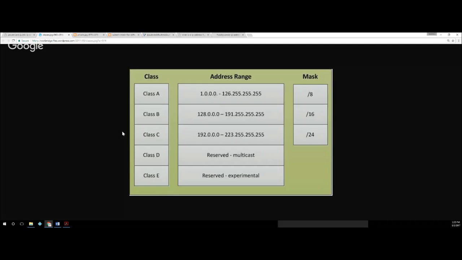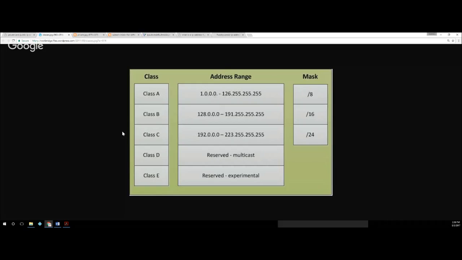Now, class B, as in Bravo, starts at 128.0.0.0 and goes all the way through 191.255.255.255. What does that mean? That means everything between 128 and 191 is in the class B section for IPv4 addressing. And class C starts at 192.0.0.0 and goes through 223.255.255.255.